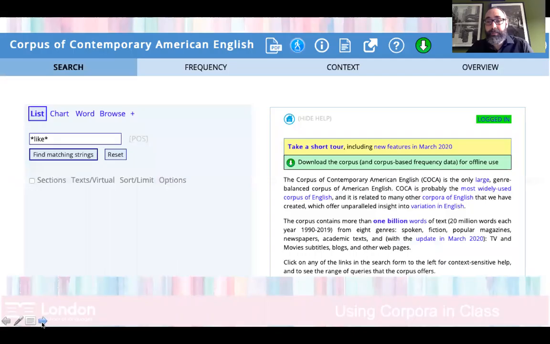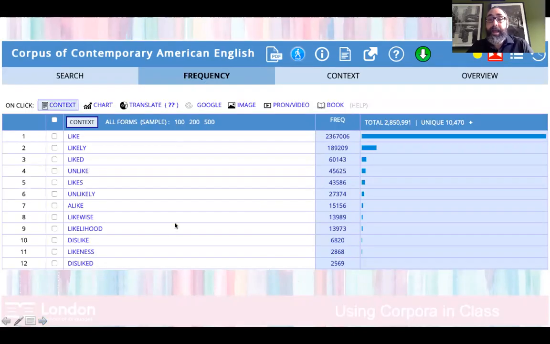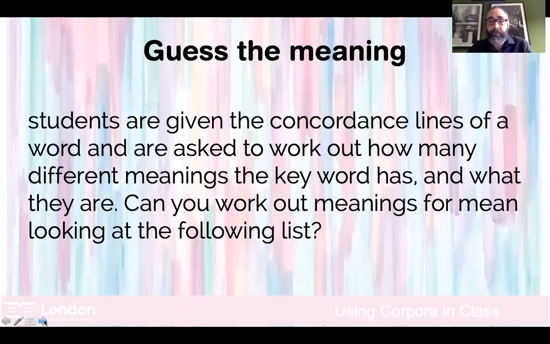And again, you type that, asterisk like asterisk, and this is what you get. Likely is by far the most common one, and liked or unlike are the most common prefixes and suffixes for like, okay? Another activity can be guess the meaning. You give them the concordance for a word, and they have to guess the meaning.